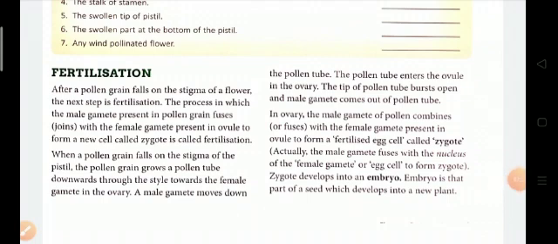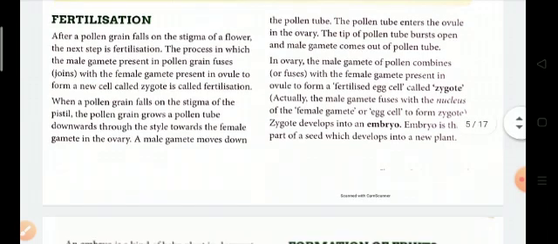Here, the definition of fertilization is the fusion of the male gamete of the pollen grain with the female gamete in the ovule, and the formation of zygote is called fertilization. This zygote is 2n, meaning a diploid structure. This zygote develops into an embryo, and this embryo forms a seed, and the seed develops into a new plant body.